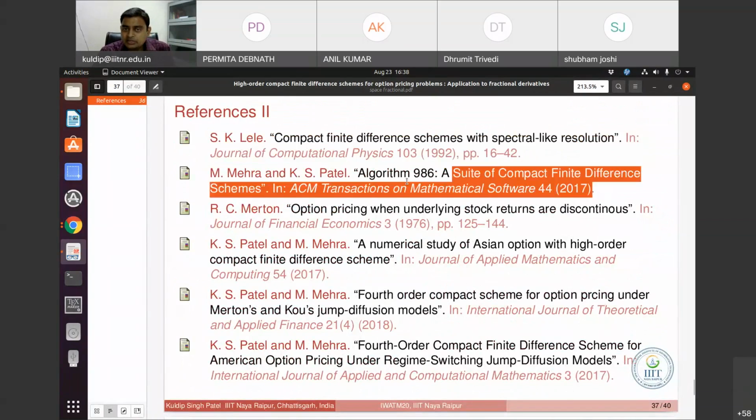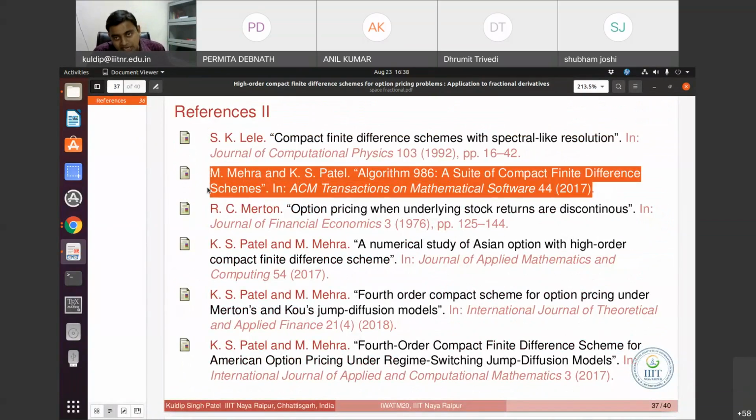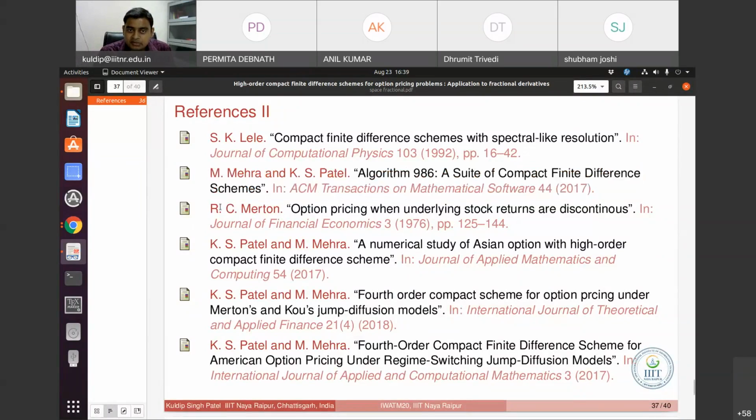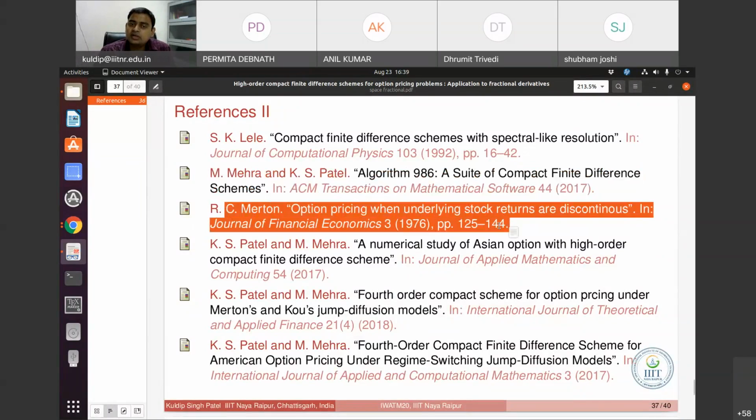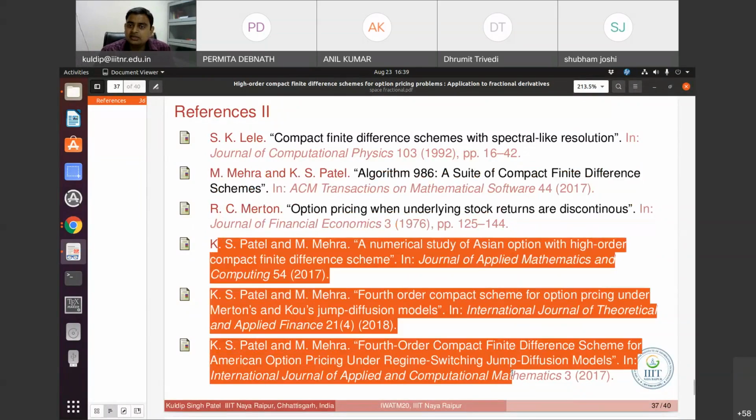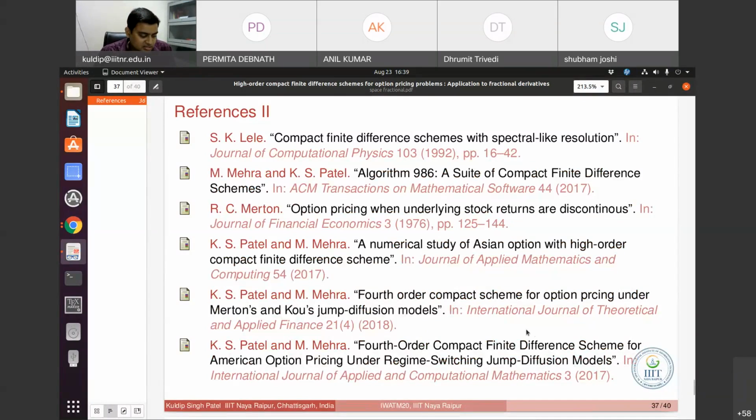This is the paper I mentioned: if you want ready-made codes that you can just use, I submitted 48, 49 codes to the ACM. For the compact finite difference scheme codes, you can write to me and I can send them to you. Ready-made codes are there for getting compact finite difference approximations up to 10th order, high order accuracy and all that. Then, of course, this is the paper by Merton, which talks about the jump diffusion model. And these are some of my works which I published on this.